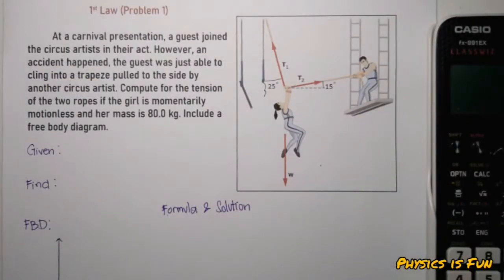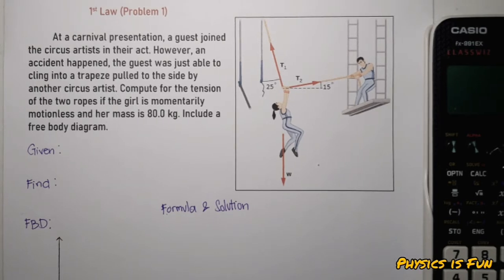Let's now start with problem number 1 regarding Newton's first law. At a carnival presentation, a guest joined the circus artists in their act. However, an accident happened. The guest was just able to cling to a trapeze pulled to the side by another circus artist. Compute for the tension of the two ropes if the girl is momentarily motionless and her mass is 80 kilograms. Include a free body diagram.